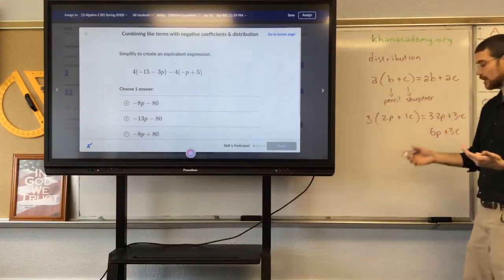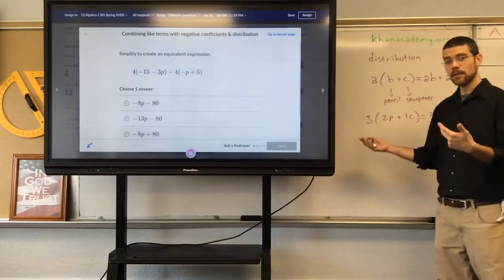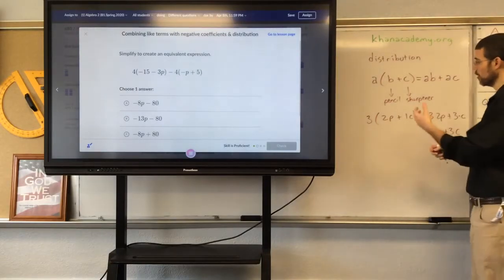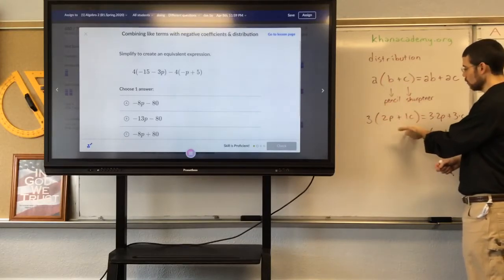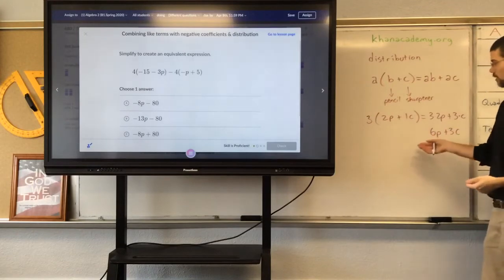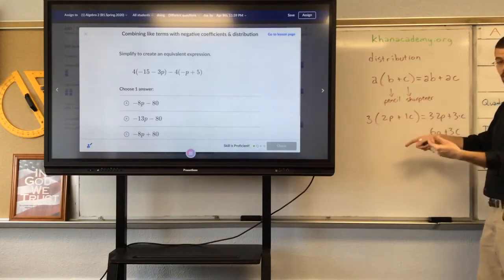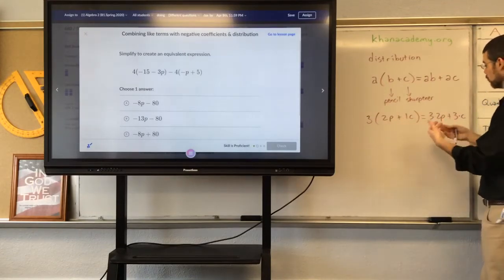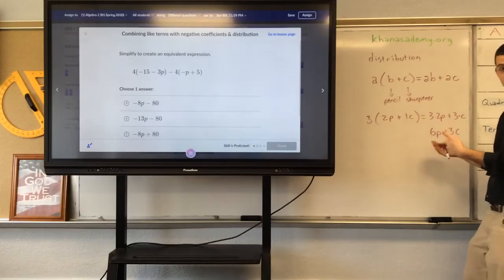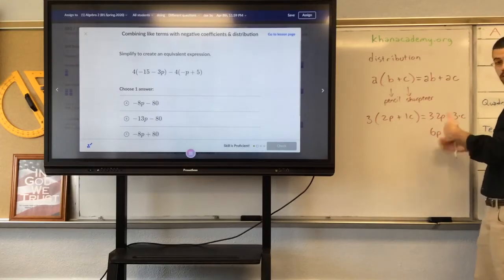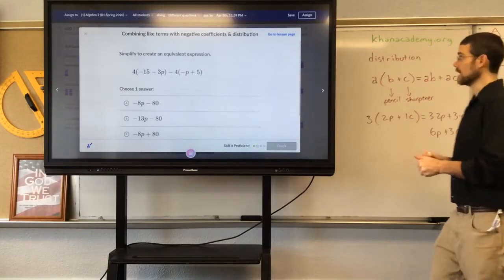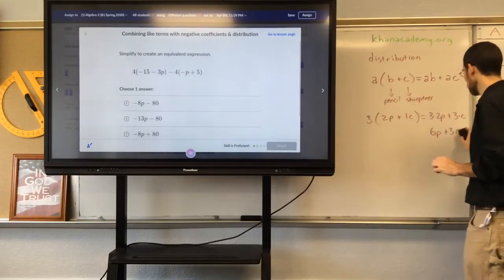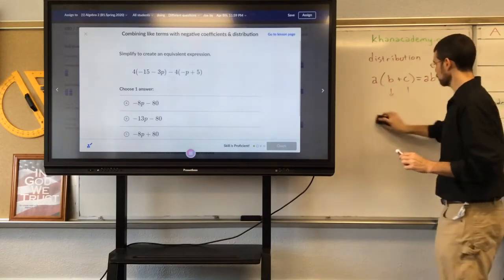So this is an example. If you bought 3 packages of these pencils and sharpeners, where you get 2 pencils and 1 sharpener, in the end you would have 3 times as many. You'd have 3 times as many pencils, so that's a total of 6 pencils, and you would have 3 times as many sharpeners, which would be 3 sharpeners. Okay, so that's the distributive property. We're going to use that in these problems.